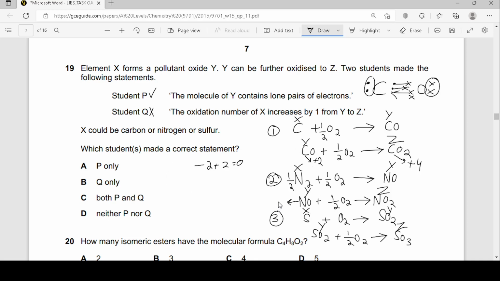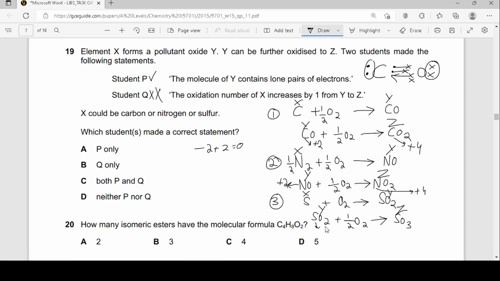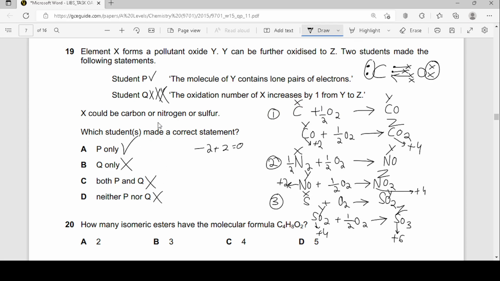So N, I have again over here N as plus 2, and Z I have again as plus 4, so that's again wrong. But then let me check sulfur finally. This is minus 2 times 2 becomes minus 4, so this becomes plus 4, and oxygen here is again minus 2, and if you have 3 oxygen atoms, times 3 becomes minus 6 overall charge, and to balance that you have plus 6, so again it's increasing by 2. So in all of them it's increasing by 2, which means I have 3 wrong, which means student Q is not right at all, which means neither P nor Q. Again, neither P nor Q, I do not want to say that's the right answer either, because X could be carbon or nitrogen or sulfur, so my answer is P only.